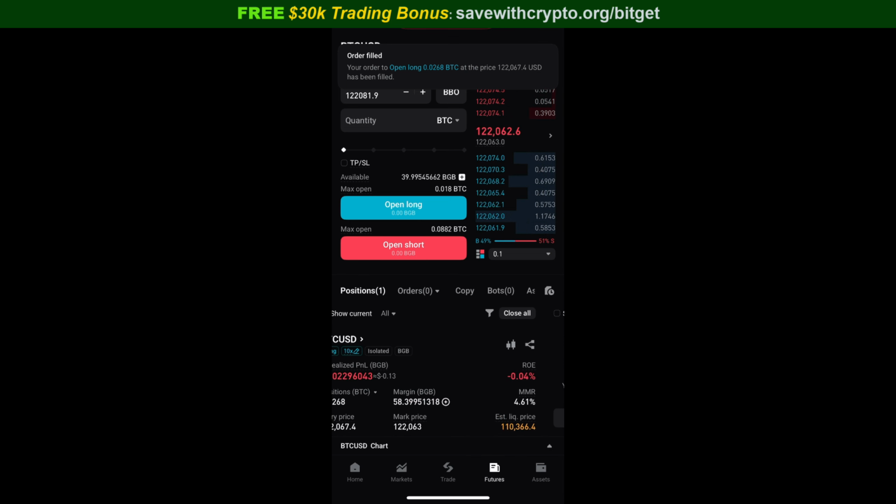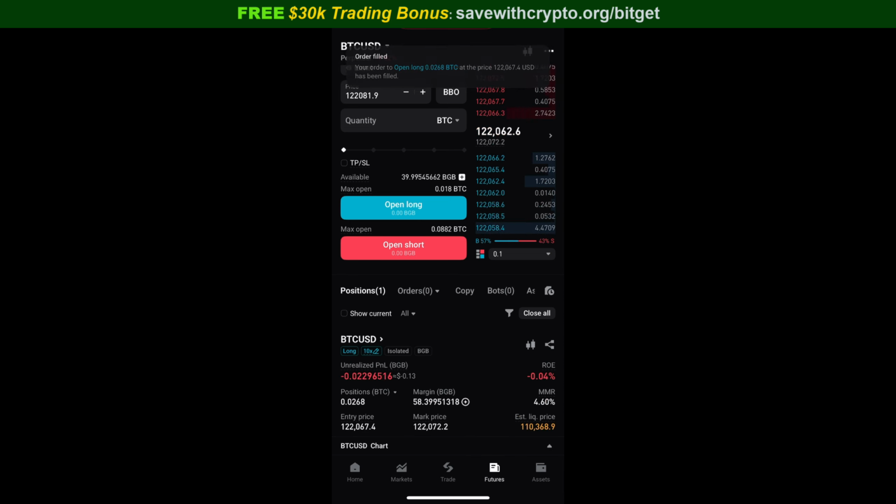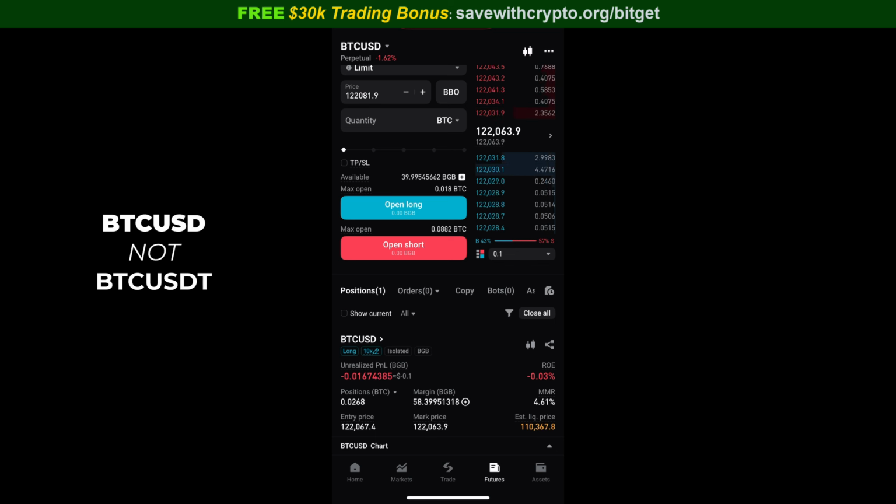I think that failed actually. Yeah, it did. Now, when it's open, you can see here that it says unrealized profit and loss, and it shows you in BGB. So that's now using BGB as the margin for a Bitcoin trade. It's not like you have to look for a Bitcoin BGB pair, it's a Bitcoin USD pair, but you're using BGB as the margin. All right, I hope that helps.